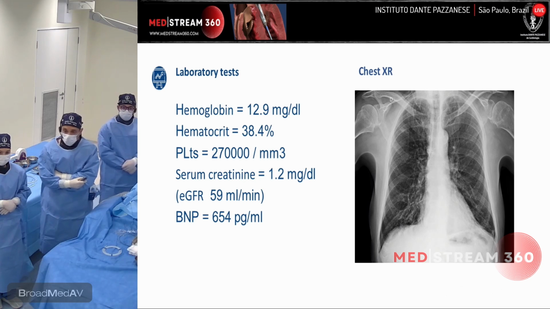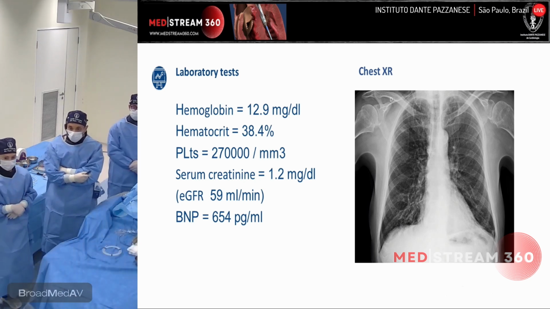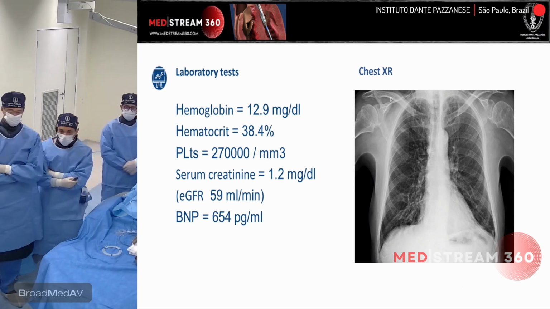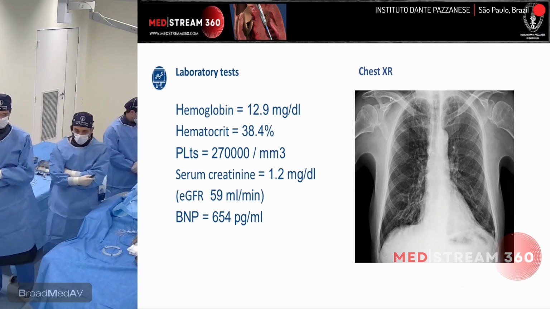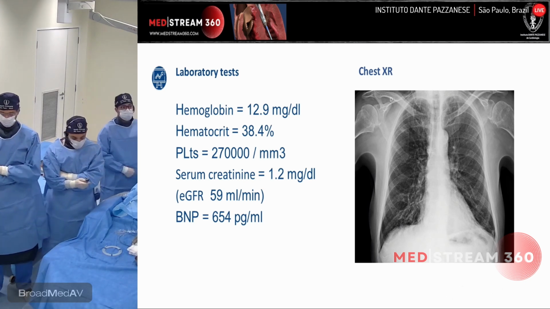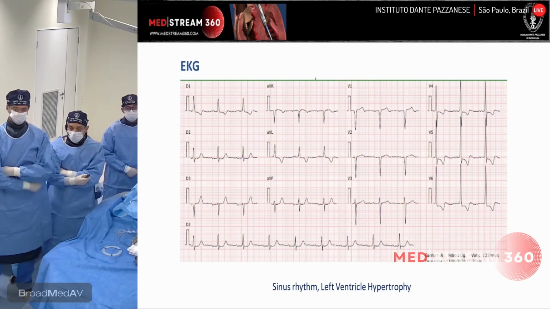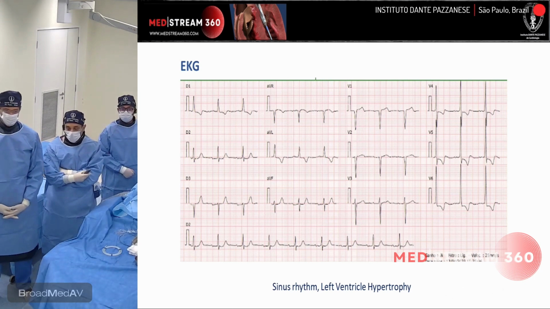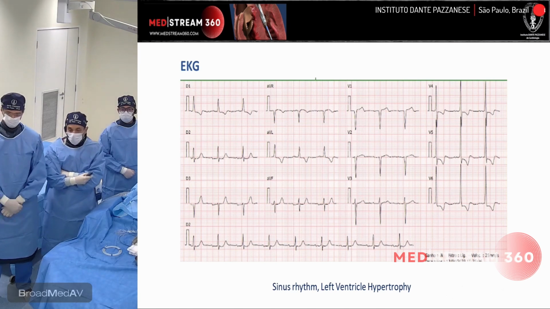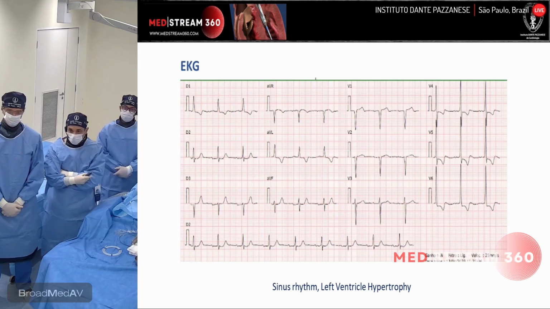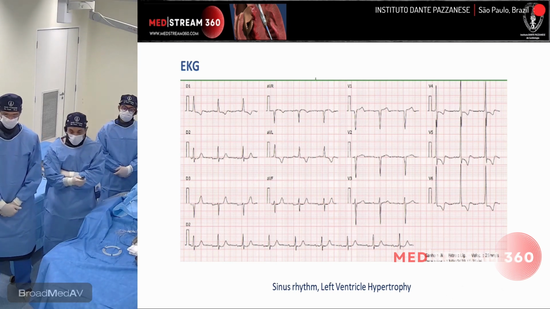Lab tests are pretty unremarkable, except for the renal function, which is mildly reduced, GFR 59. His ECG, you can see here, he is in sinus rhythm with signs of pressure overload and a poor R-wave progression on the precordial leads.